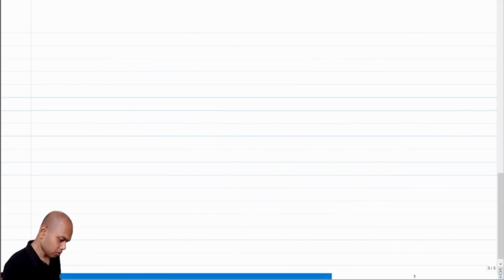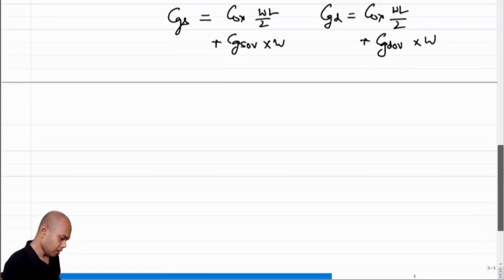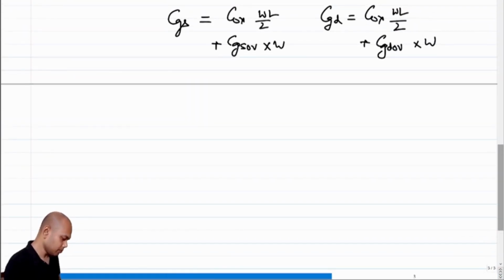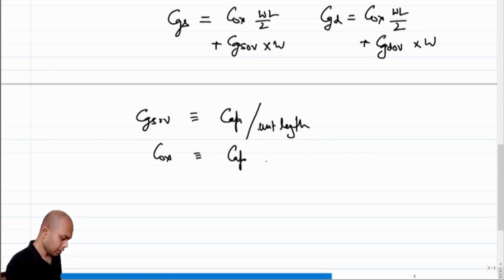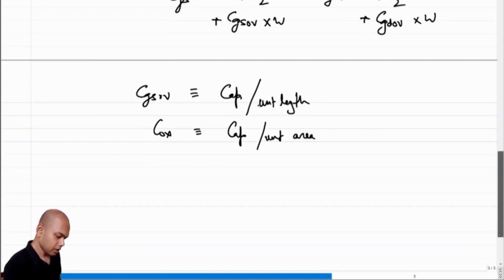So to quickly recap, CGS overlap unit is farad per unit length, and Cox, the unit is capacitance per unit area. Okay, so why is this critical?